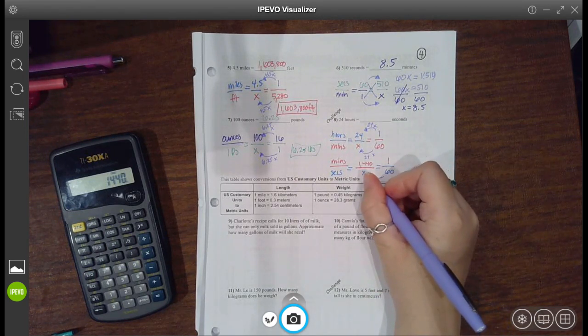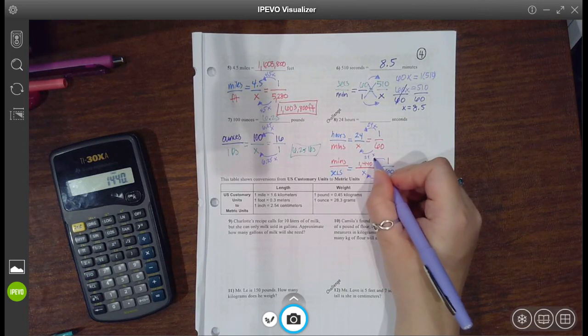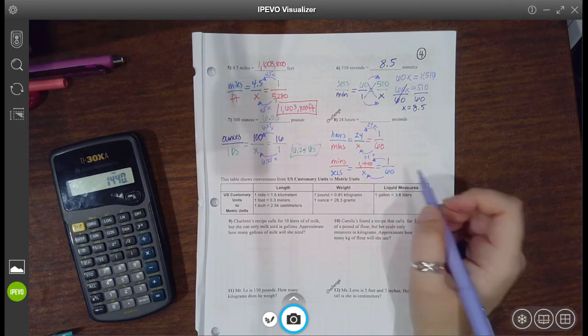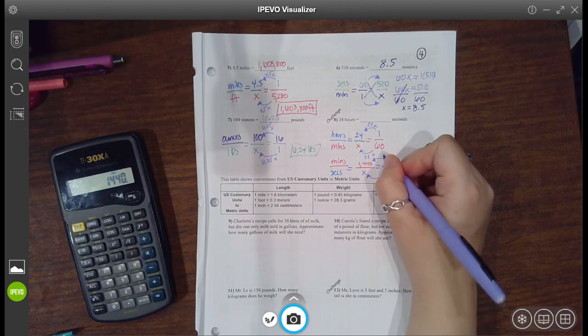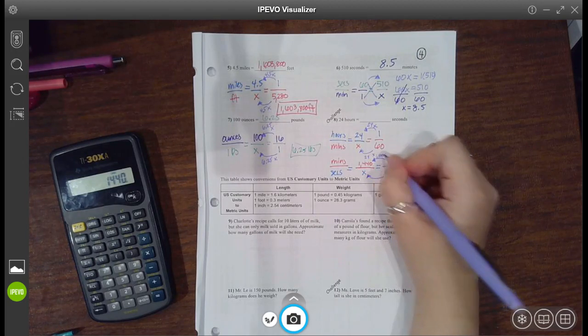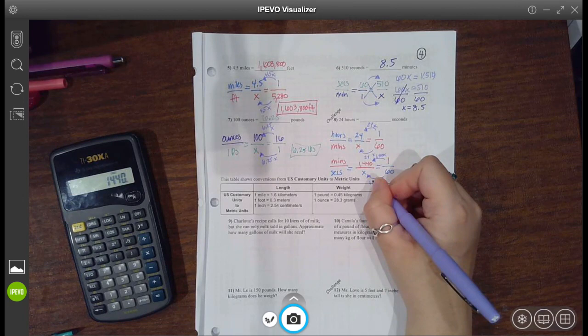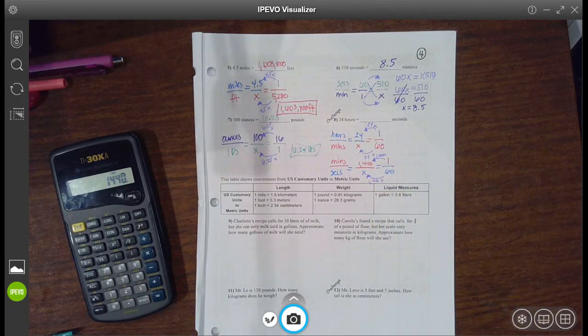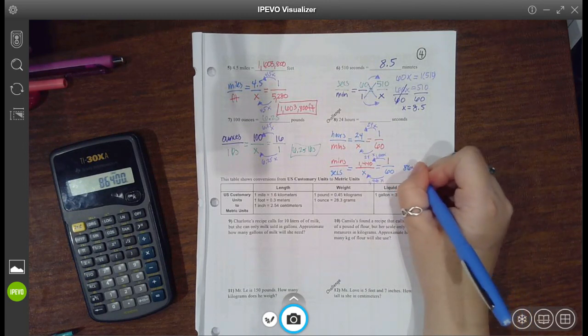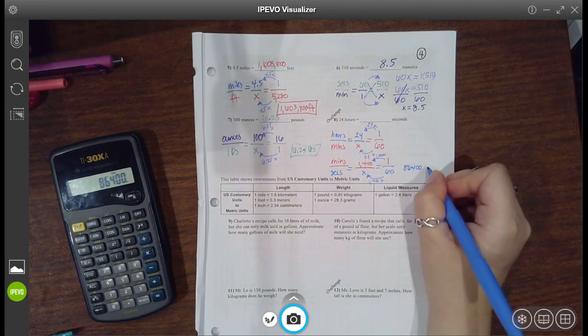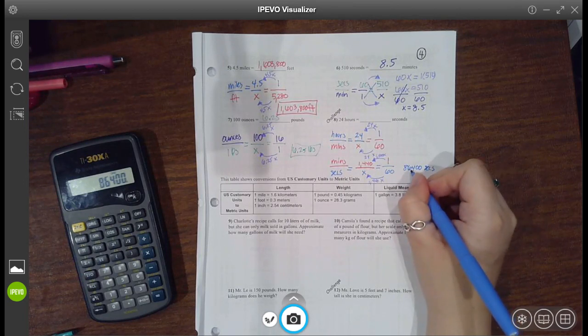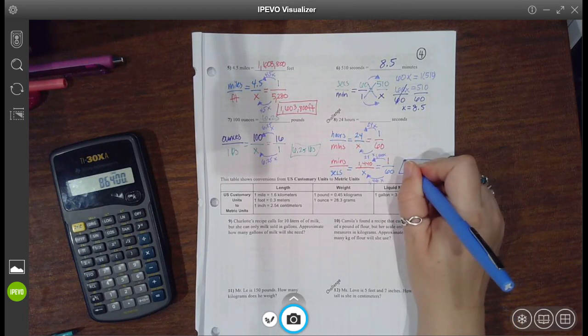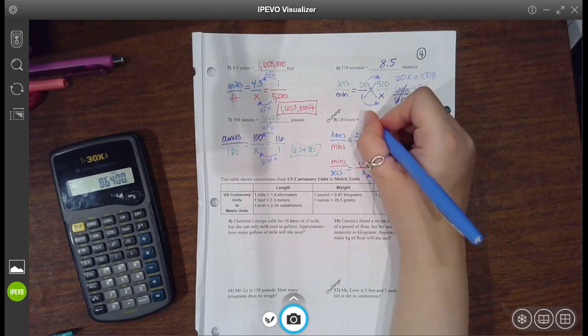Always go towards the direction of your unknown. And 1 times what is 1,440? 1,440. So do 60 times 1,440. And when you type that in, that number times 60 is 86,400, and we are solving for seconds. So 86,400 seconds is equal to 24 hours.